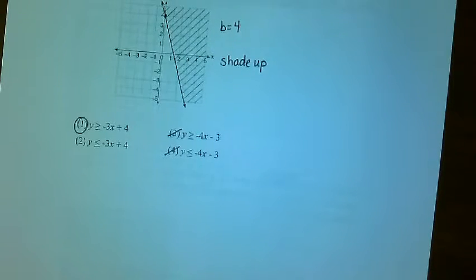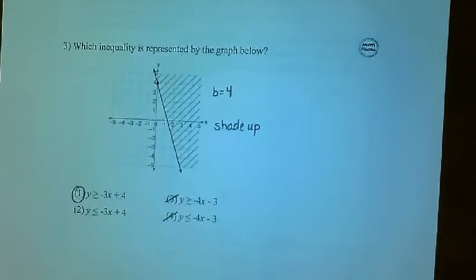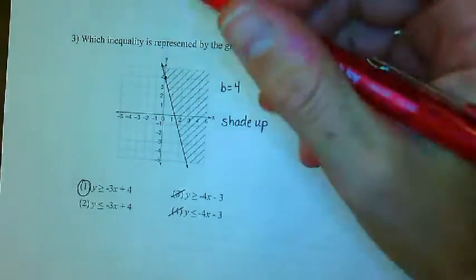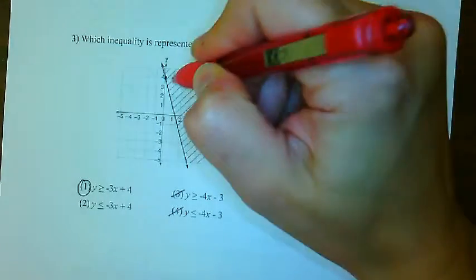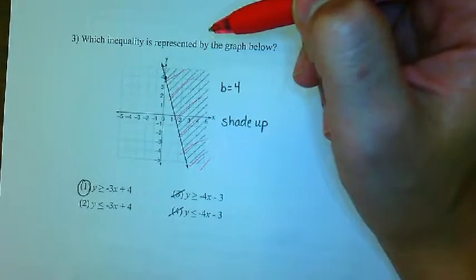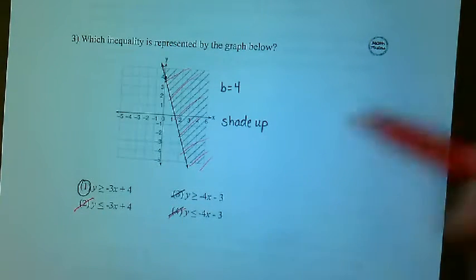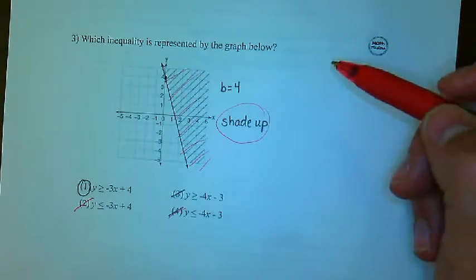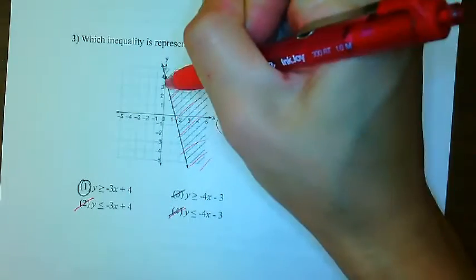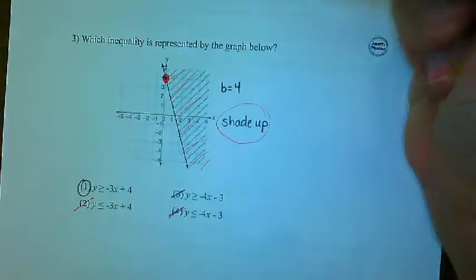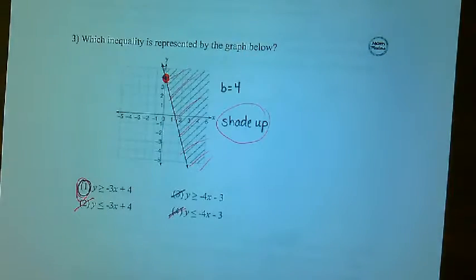Okay, number 3. For number 3, I can first cross off 3 and 4 because I can clearly see that this is shaded up. Actually, the shading tells me that I can cross off 2 and 4. That's based on the shading. But the equation, that is another story. So right off the bat, because of the shading and because of the b, I already know it's number 1. Okay, work smarter, not harder.